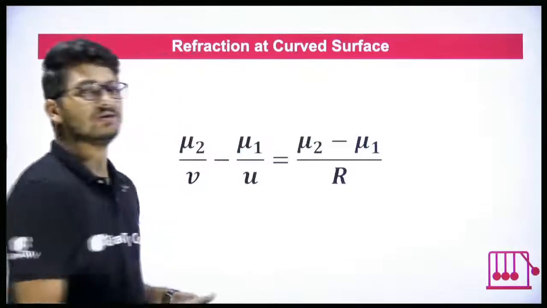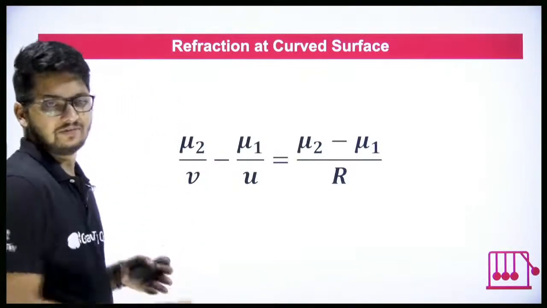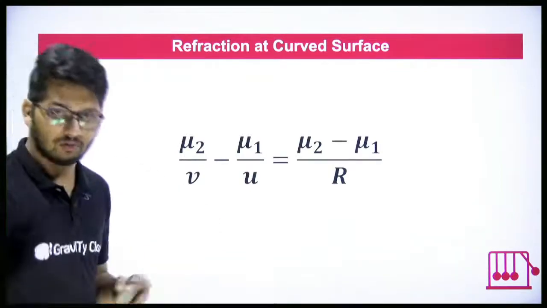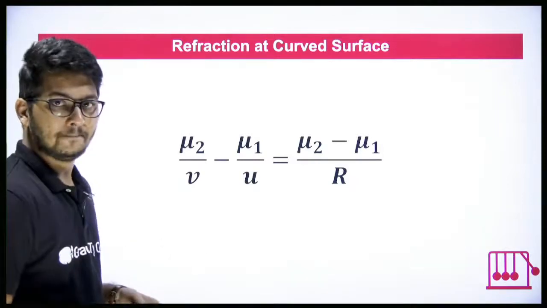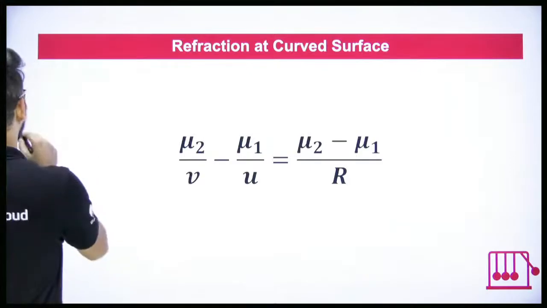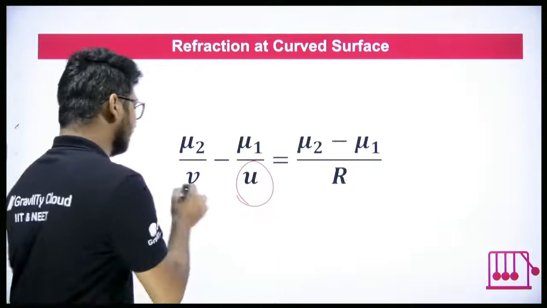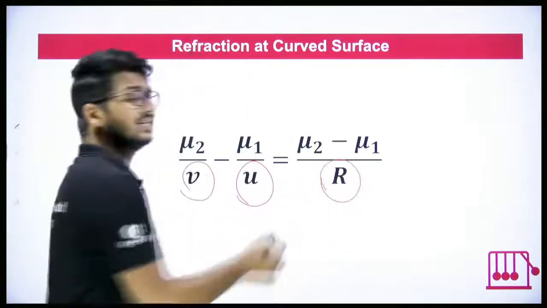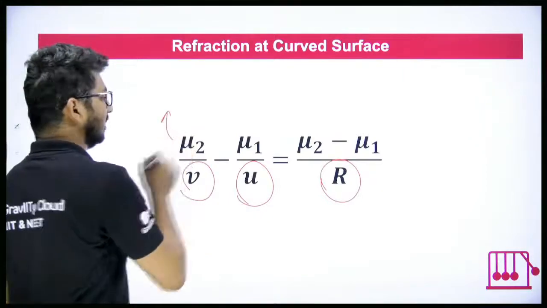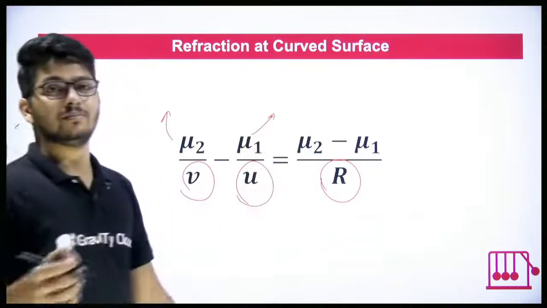But before that, let's also revise the formula once. When light is incident on a curved boundary between two transparent media, refraction takes place. Then we have a relation between the object distance, the image distance, and the radius of curvature of that surface. And mu2, what is that? Refractive index in medium 2, and mu1 is refractive index in medium 1.